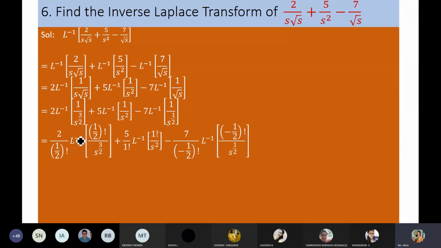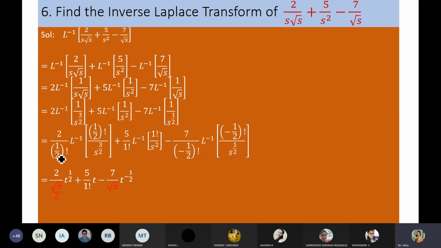So that's what I have done. For the first term, I have multiplied and divided by 1 by 2 factorial. For the second term, I have multiplied and divided by 1 factorial. For the third term, I have multiplied and divided by minus 1 by 2 factorial. Can anyone of you tell me what is 1 by 2 factorial? 1 by 2 factorial is root pi by 2. Just remember this. 1 by 2 factorial is root pi by 2 and minus 1 by 2 factorial is root pi.